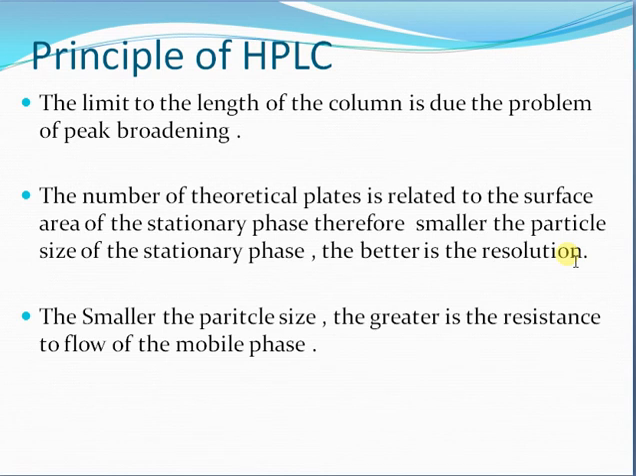The limit on the length of a column is due to the problem of peak broadening. The number of theoretical plates is related to the surface area of the stationary phase, therefore the smaller the particle size of the stationary phase, the better the resolution. The smaller the particles, the greater the resistance to flow of the mobile phase.